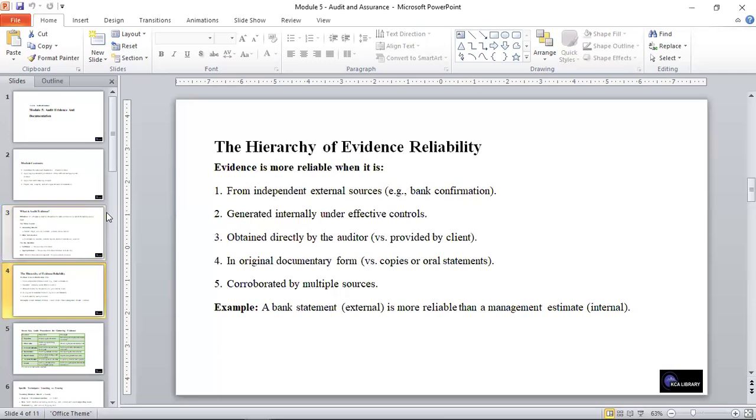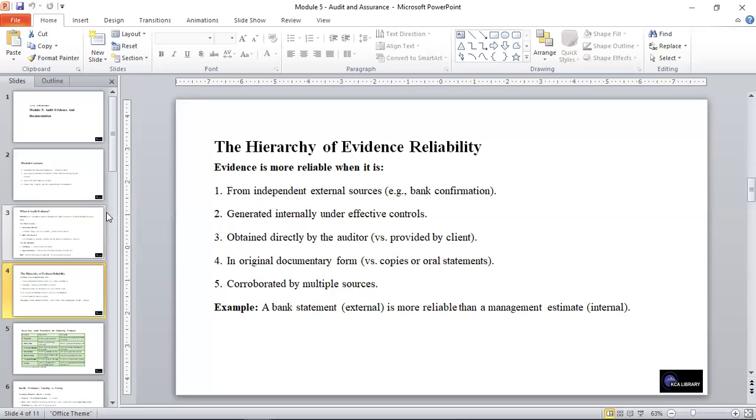We have the hierarchy of evidence reliability, and when we say this, evidence is more reliable when it has the following characteristics, as we'll be discussing. The first one is that it is from an independent external source. So it is more reliable when it is from an independent external party, separate from the internal auditor, separate from the organization that is being audited. Another is that it is reliable when it is generated internally under effective control.